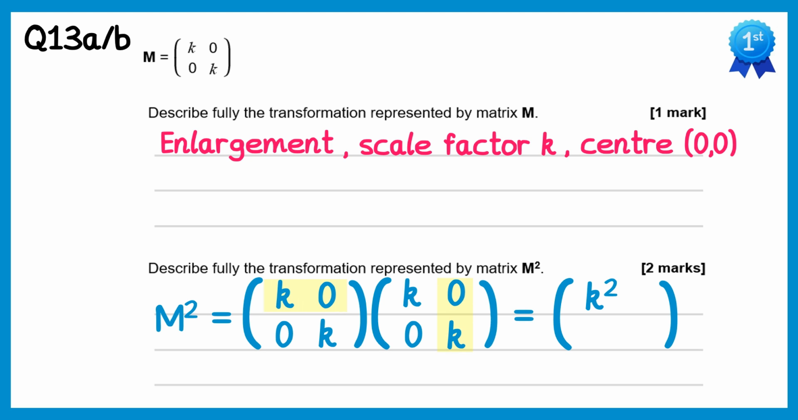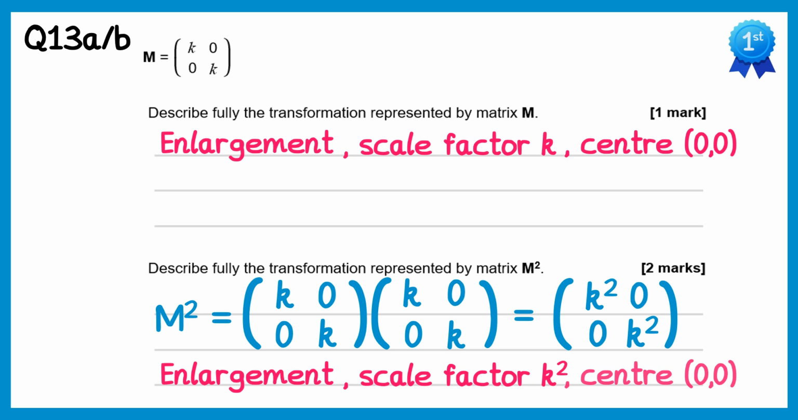Then k0 with 0k. Well, k times 0 is 0, and 0 times k is also 0, so 0 add 0 makes 0. Then 0k with k0, again this will give you 0. And finally 0k with 0k, 0 zeros are 0, and k times k is k squared. So we end up with this matrix here. You'll see once again we have k squared on the diagonal and zeros everywhere else. So this must be another enlargement, but this time with a different scale factor. So it's an enlargement, scale factor k squared this time, with center 0, 0.